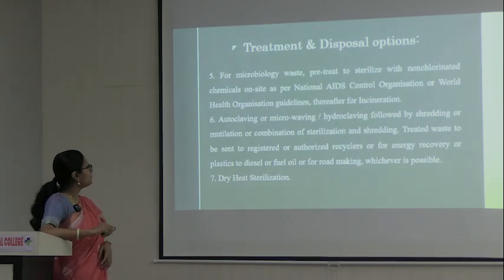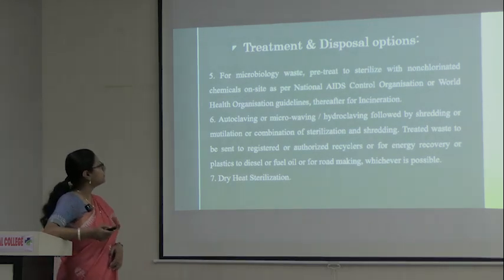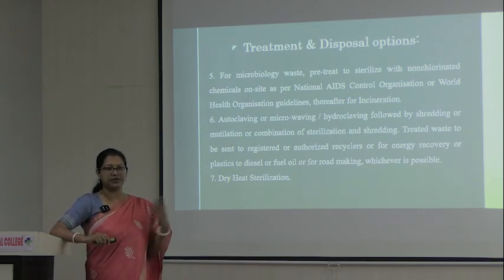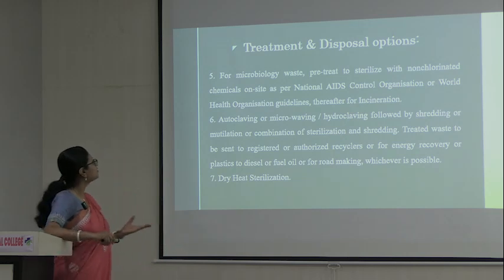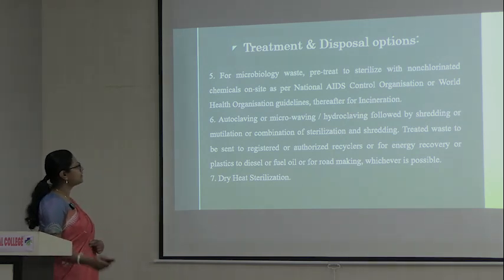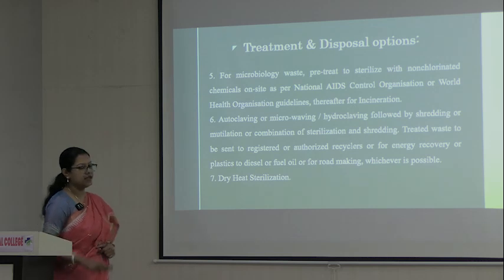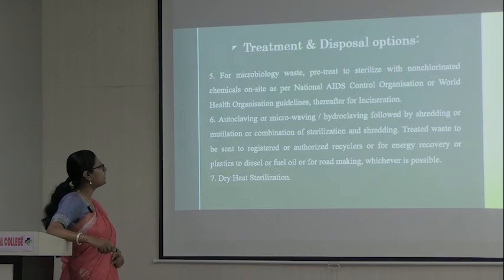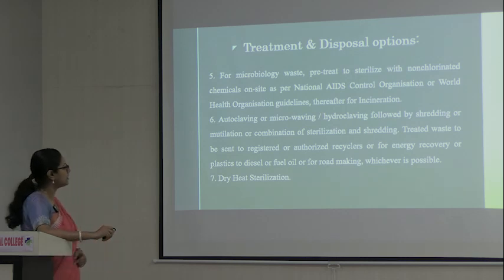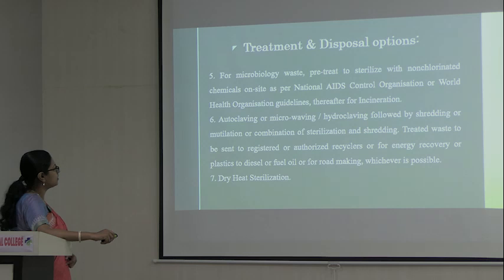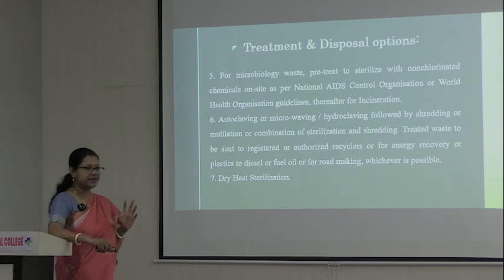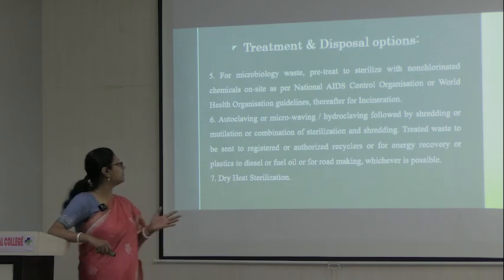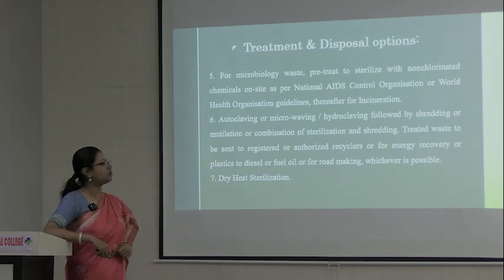So I was talking about microbiology waste or blood samples, for which there are pre-treatment facilities that should be performed on site before sending the biomedical waste to the facility. So pre-treat or sterilize. How do we pre-treat? With non-chlorinated chemicals, maybe sodium hypochlorite, and some other chemicals are also there. And this is as per the NACO or WHO guidelines, that is National AIDS Control Organization or World Health Organization guidelines. After we have pre-treated those things, we will store them and send them to the biomedical waste facility. Then they will incinerate all this waste.